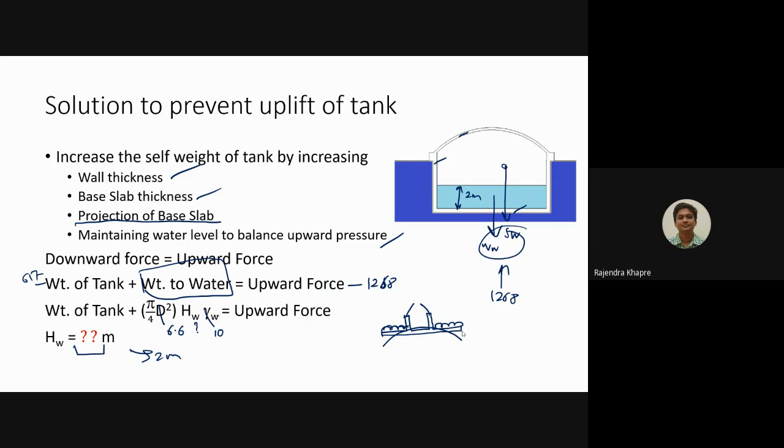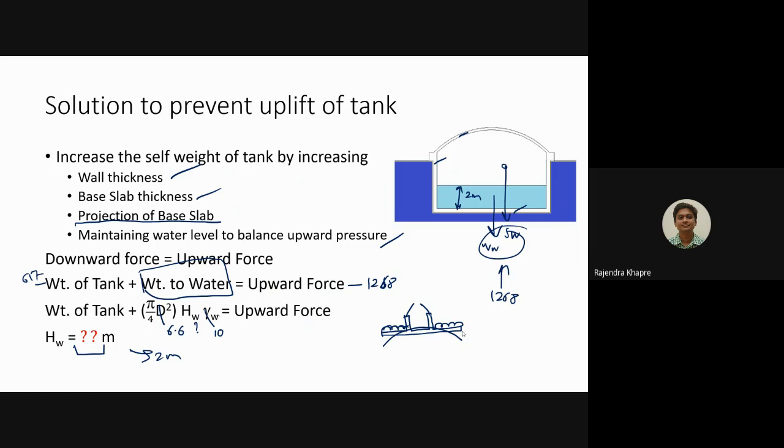Okay, so for this purpose you have to design the slab. You have to calculate the bending and then we have to design this. Okay, but again this is uneconomical because unnecessarily you are increasing the projection, your steel is increasing, your thickness is also increasing. Okay, so the best, safest and most economical way is to maintain a 2 meter depth water level, especially in the rainy season.